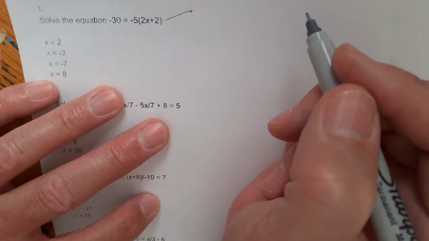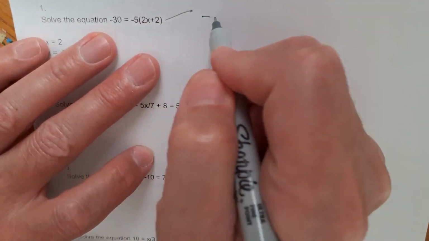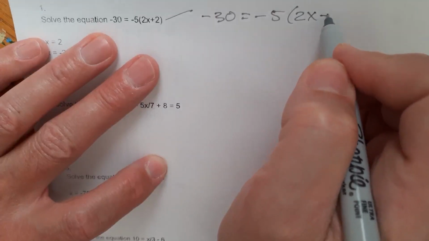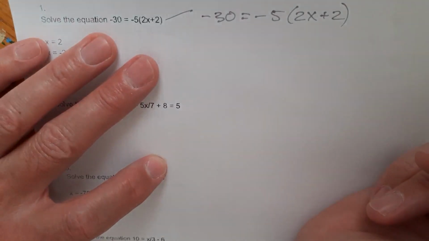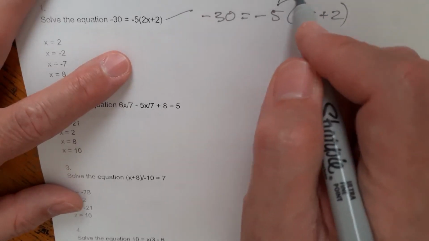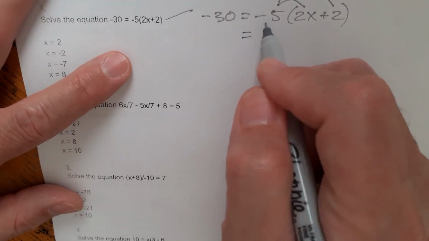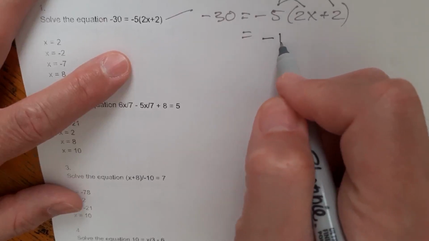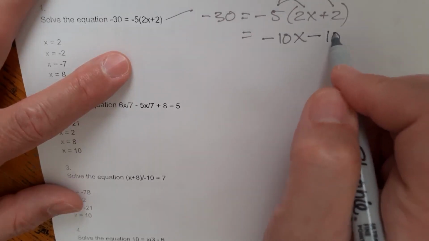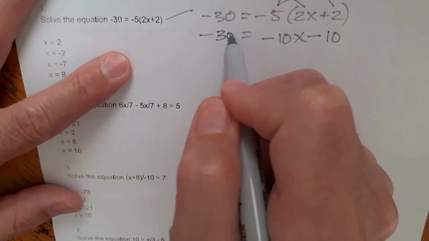So here's the first multi-step equation. It's negative 30 equals negative 5 times the quantity 2x plus 2. All right, so what do we do first? We're going to try to expand any distributive property. This is distributive, so negative 5 times 2x is negative 10x. Negative 5 times positive 2 is negative 10. We're going to bring down the negative 30.